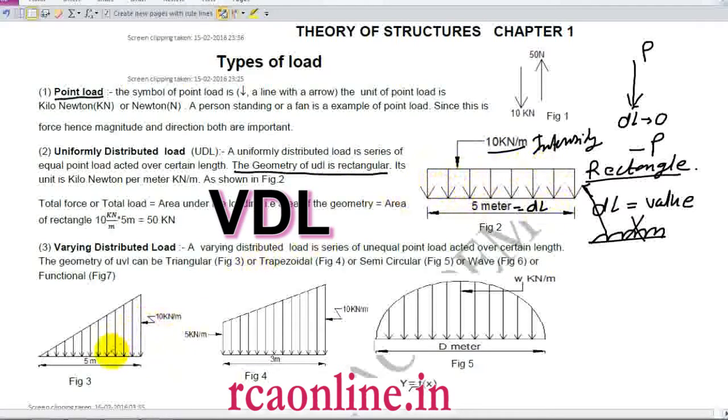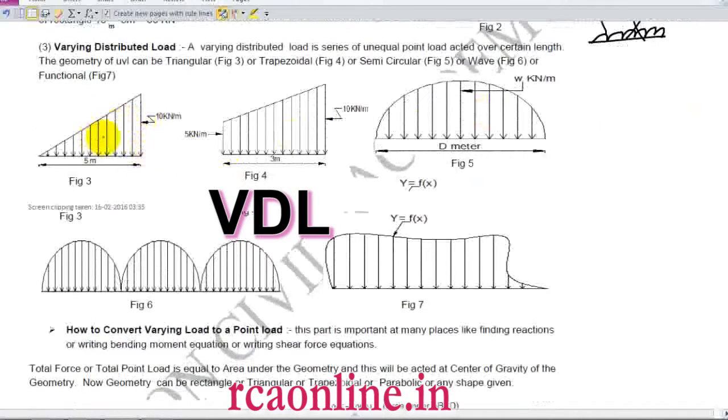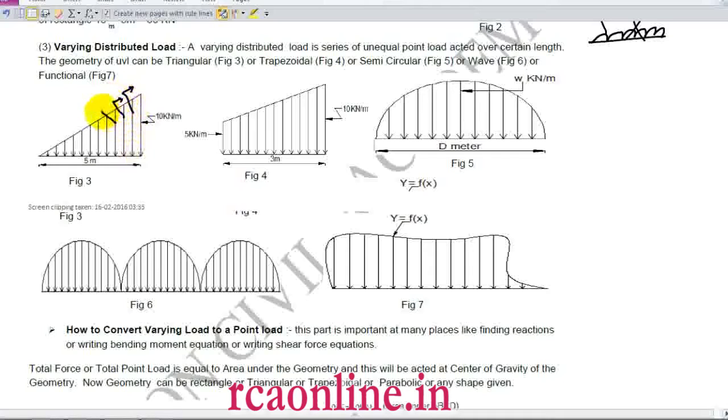Now comes the third type of load, which is varying distributed load. What is a varying distributed load? A varying distributed load is a load whose intensity changes at every distance. So you take this, and you find that the intensity of the load is 10 kilonewton here, but this intensity is less than 10. This is again less, this is less, and finally here it reaches 0. So that is the meaning of varying distributed load. It can be of many types.